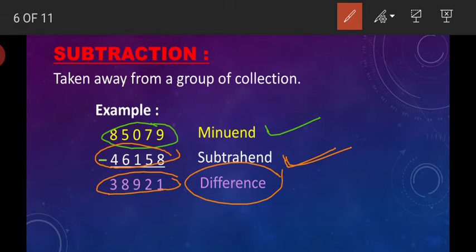Okay, there is a larger number here, known as the minuend, then there is a smaller number which you subtracted, known as the subtrahend, and we get a result. That result is known as the difference.